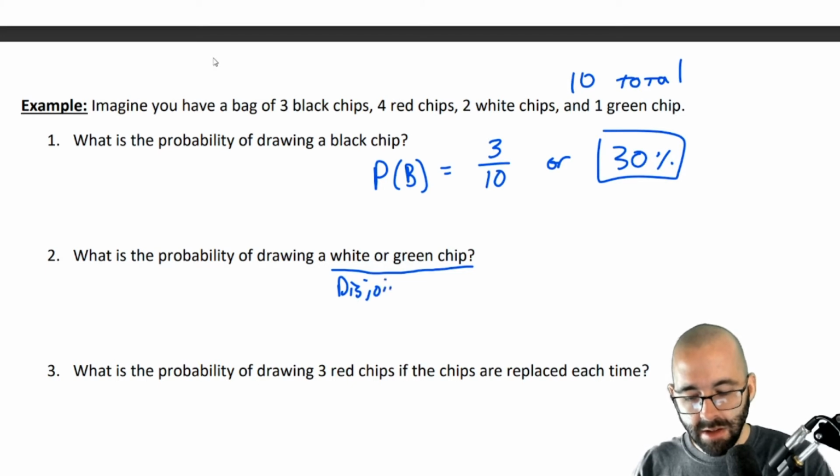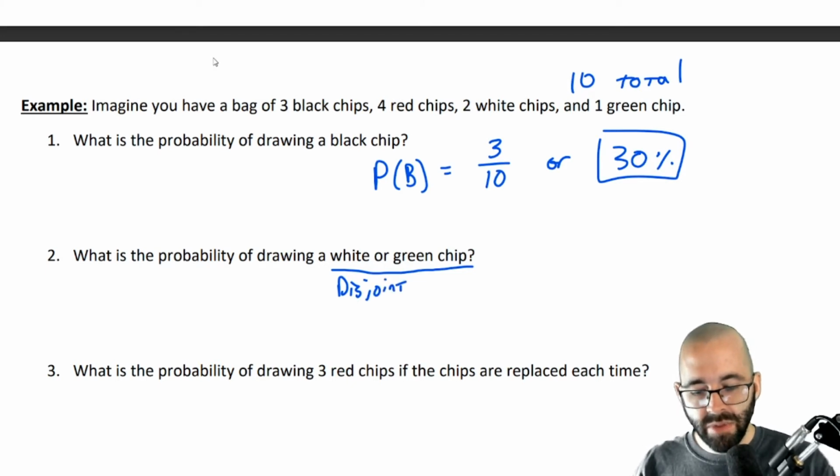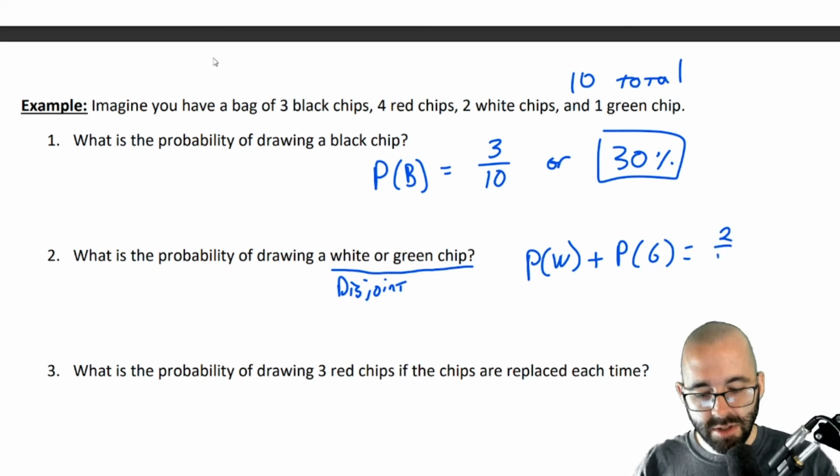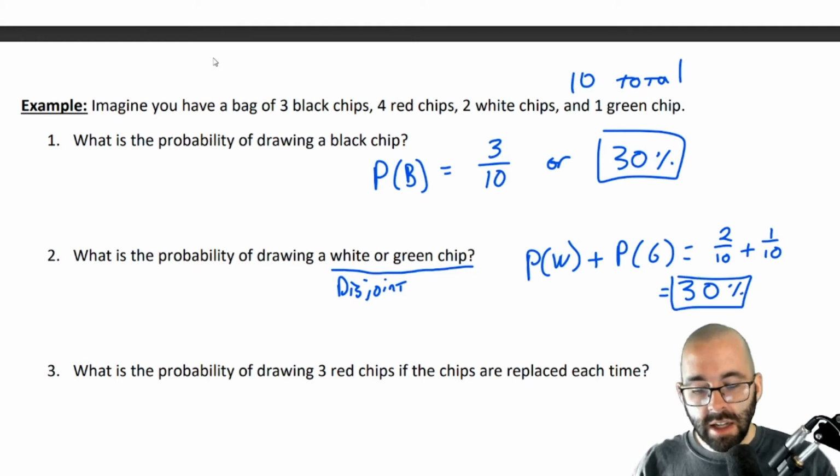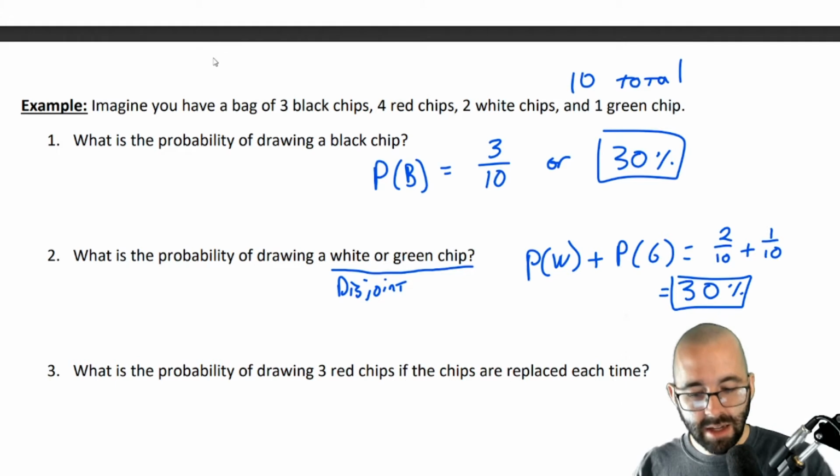Yes. So in this case, that's going to be the probability of a white chip plus the probability of a green chip. Okay, that's 2 out of 10 plus 1 out of 10, or 30%. If they weren't disjoint, we'd also have to subtract by the probability of both. But there's no chance that something is white and green as a chip.